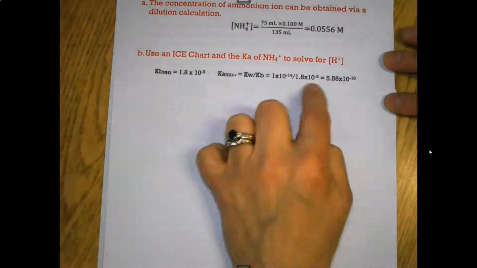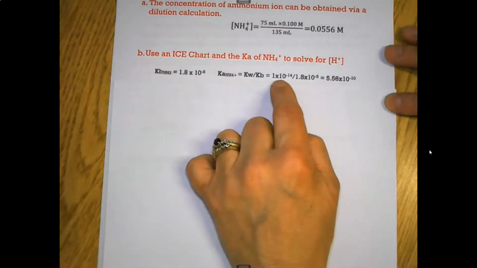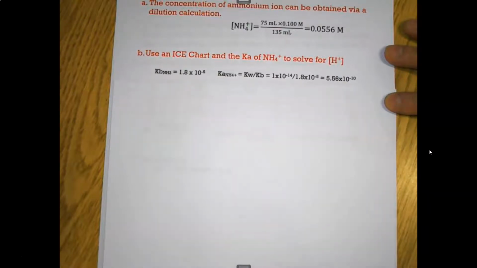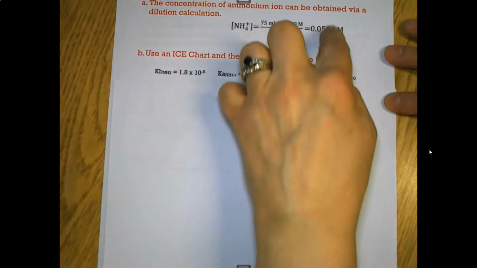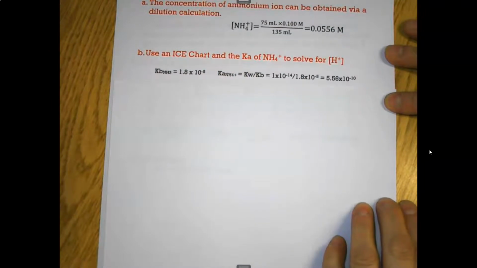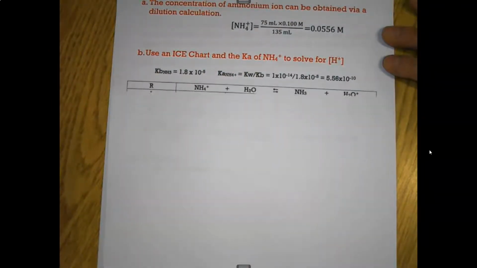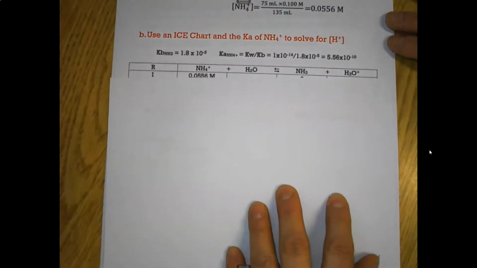So I divide one by the other, 1 times 10 to the negative 14 by the Kb, and I get a Ka of 5.56 times 10 to the negative fifth. I know you're going to see a lot of 5.56s here. It just happens that the numbers that I picked all wind up giving us 5.56. So it's just a coincidence, I promise.